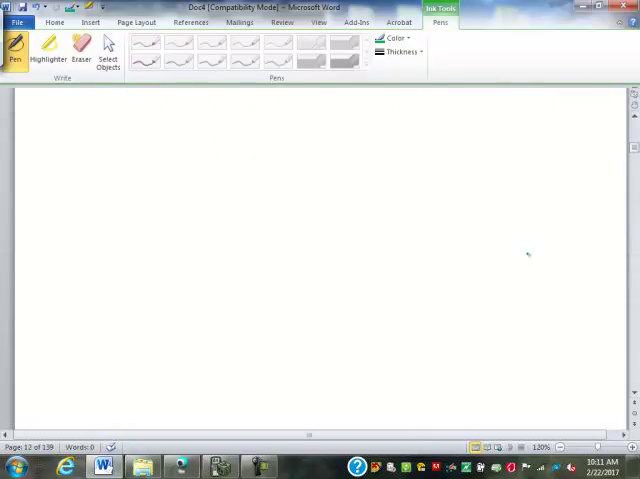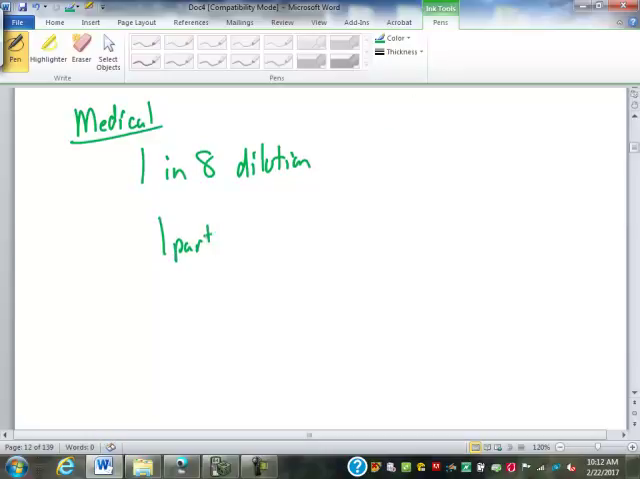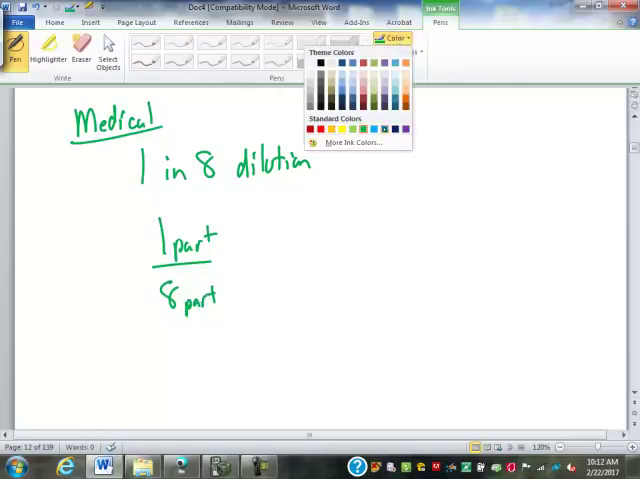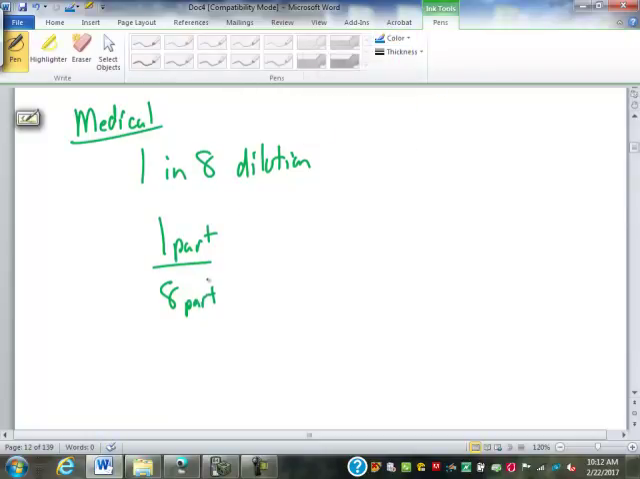Let's see. Let's talk about medical, since we've done a lot of medical examples. You might have, like we saw, the dilution ratios. You have a 1 in 8 dilution. So again, you have 1 part of medicine to 8 parts of total solution. And we saw that there's other ratios. That's 1 part medicine to 7 parts of water or whatever.